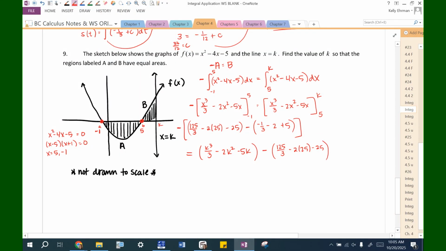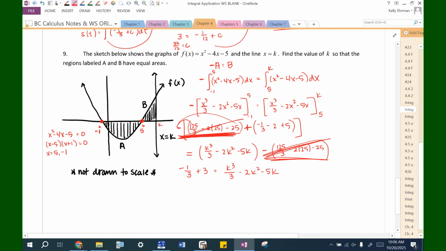Now, before you start doing a bunch of math, on this side we're going to have a minus this parentheses here. This will become plus. So say I've distributed that already. On this side, we have the same minus parentheses, so those two things cancel out. So now it's negative 1/3 minus 2 plus 5 plus 3 equals k to the third over 3 minus 2k squared minus 5k.